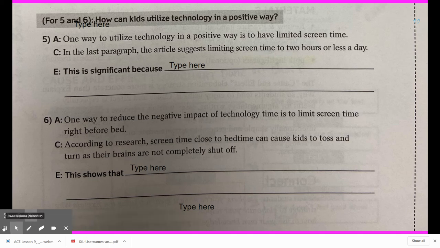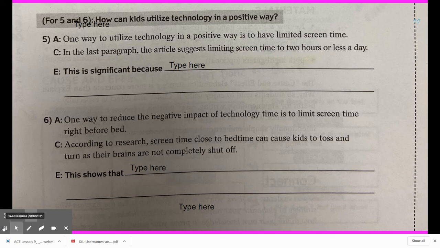So perhaps this one is a trickier one. So perhaps you could elaborate this by simply saying, this is significant because this limited amount of screen time allows for kids to go outside, interact with friends, and get more physical exercise. There you go. That tells you right there how it's more positive to have limited screen time.